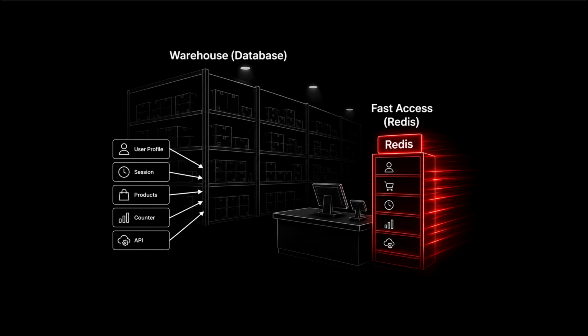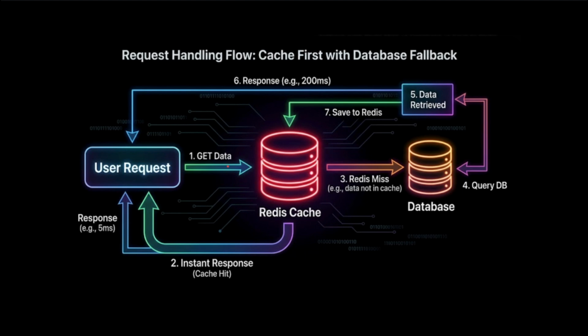The most common use case of Redis is caching. Caching simply means storing frequently requested data temporarily so future requests can be served much faster. For example, suppose a user opens their profile page. Instead of querying the database every time that page loads, the application first checks Redis. If the data is already present there, the response can be returned almost instantly. If the data is not there, the application fetches it from the database, stores a copy inside Redis, and then uses that cached version for future requests. This reduces database load significantly and improves response times. And that is one of the biggest reasons why fast apps use Redis.